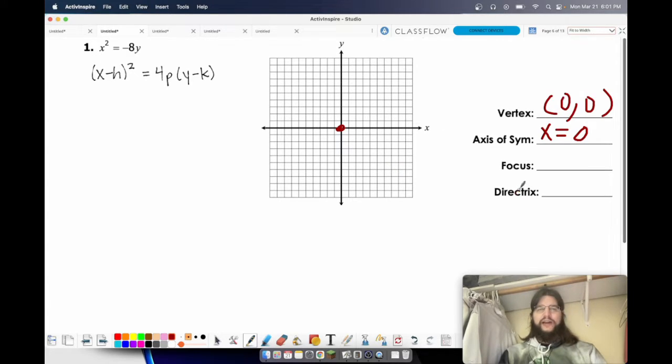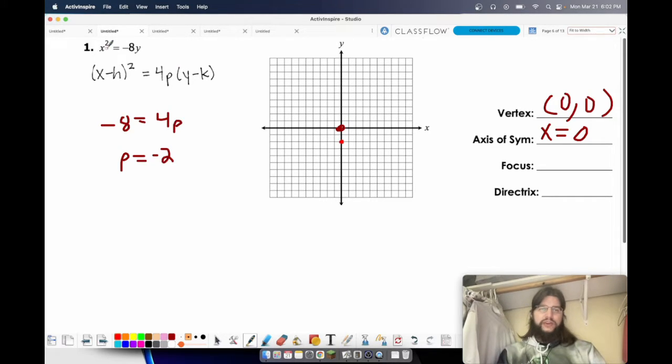Now for the focus and directrix, we need to find out what p is. So we know that this is the form that the equation takes. Right here we have -8. So -8 has to equal, let's look at it right here, 4p. So that tells us p is equal to -2. So for my focus, I'm going to go 2 units below my vertex. It's opening down because p is negative. My focus is inside. So if it's -2, then you go down 2. If it's positive 2, you can go up 2, or right, left, depending on which way it's pointing.